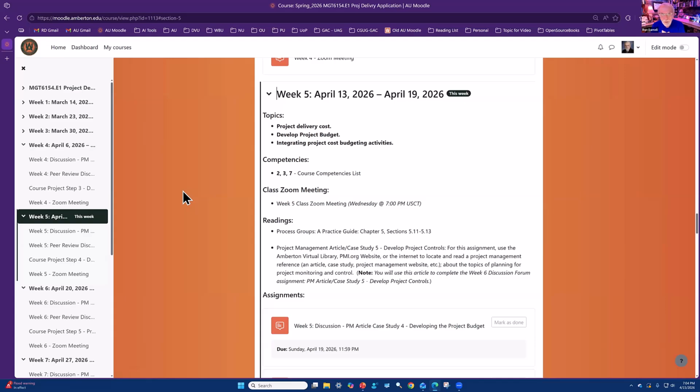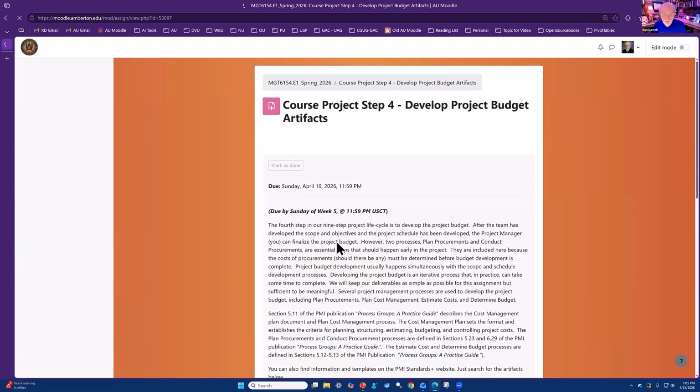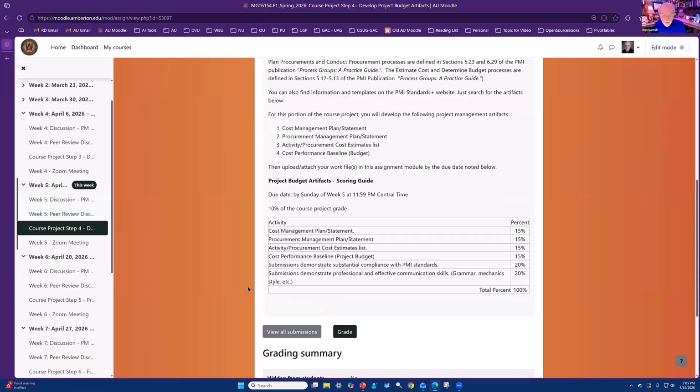This is week 5 of MGT 6154. And the topic that we have this week is essentially all about project budgeting. Week 5, project budget, these are the developed budget artifacts: the cost management plan, the procurement management plan, the activity and procurement cost estimates, and the cost performance baseline, which is a project budget. So I'll cover all those in the presentation.